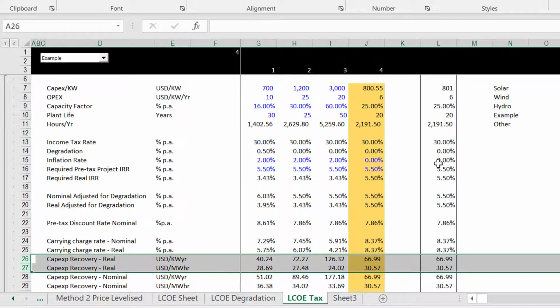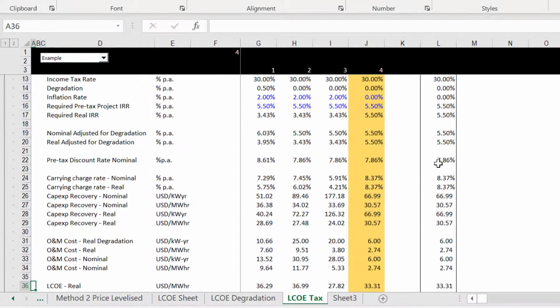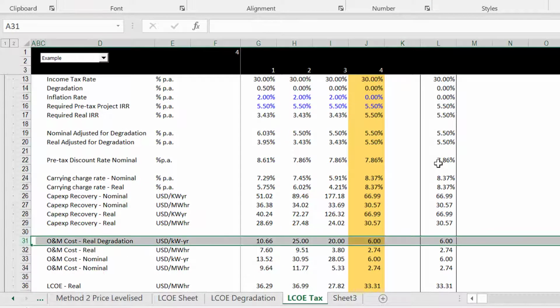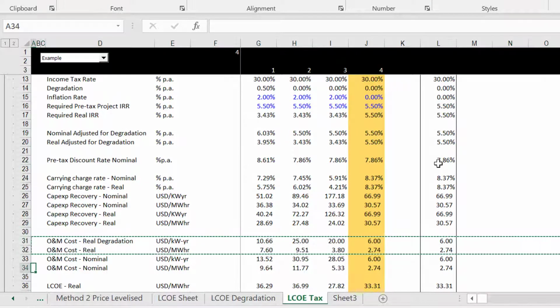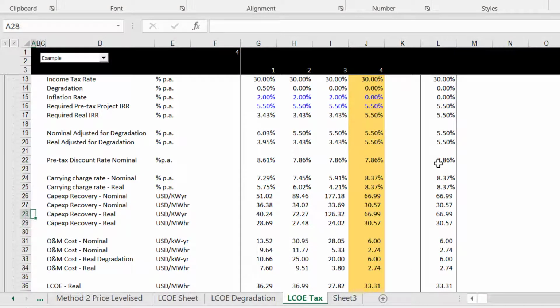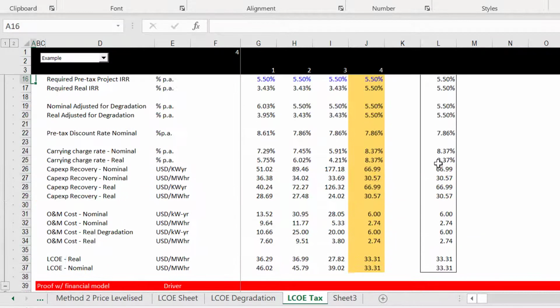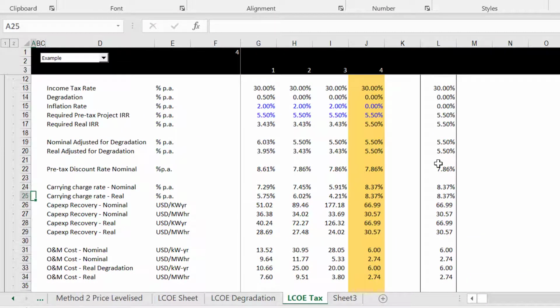We can put the nominal consistently before the real and move all of these down. Okay, so now when we compute this carrying charge rate, it should be adjusted for both the degradation and the income tax rate.